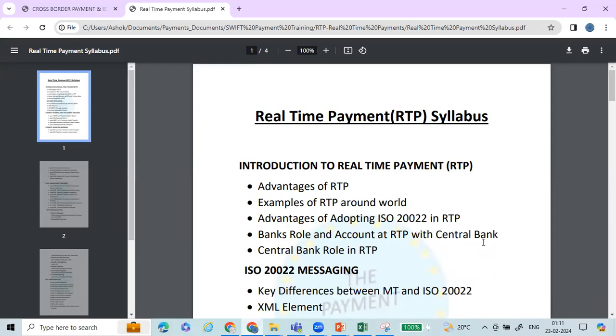And the depth of the syllabus is huge. Let me quickly walk you through this real-time payment syllabus, which is covered as part of the payment syllabus.